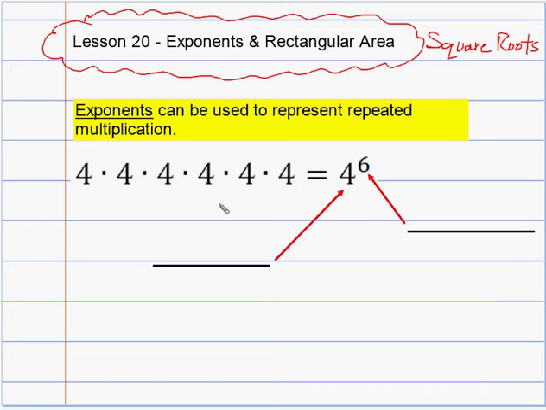How did we figure that out? Well, we have a 4. The factor 4 is used how many times? 1, 2, 3, 4, 5, 6. 6 becomes the exponent. And 4, the factor that is used, that is the base. So the base is the number that is the factor.